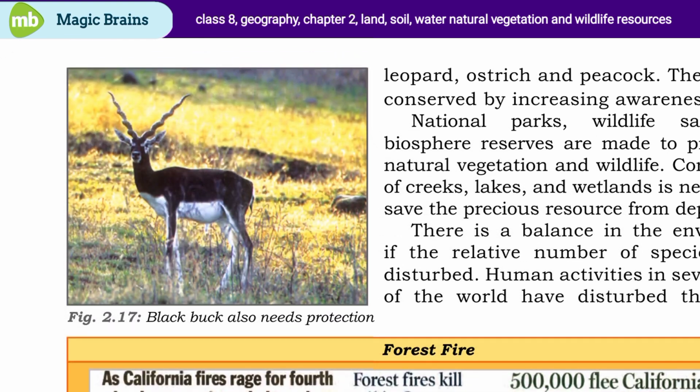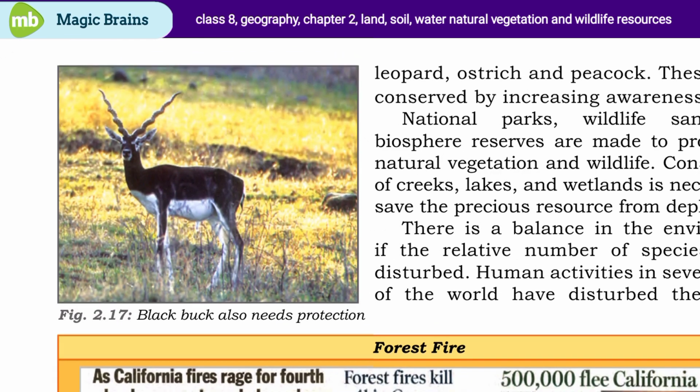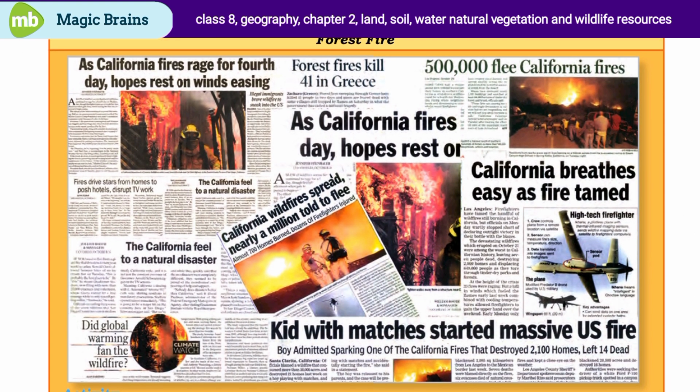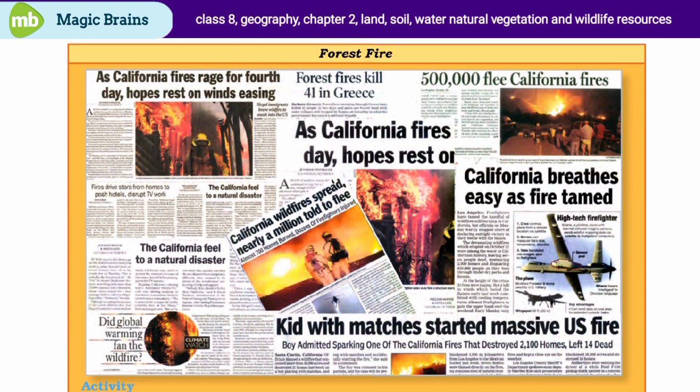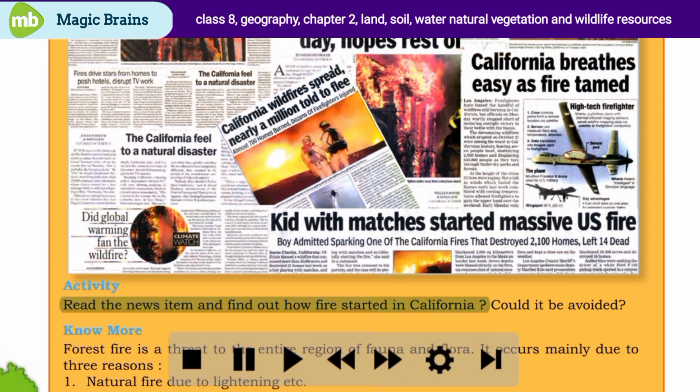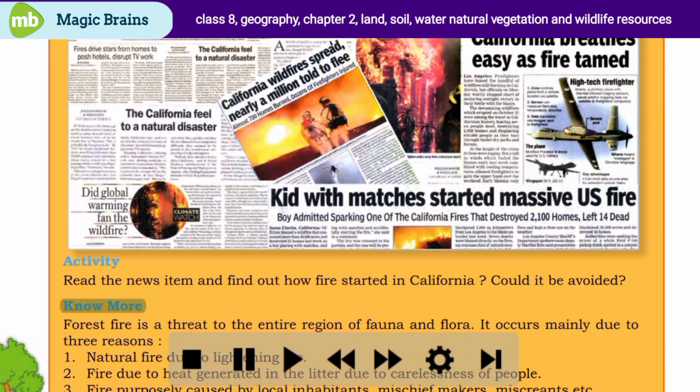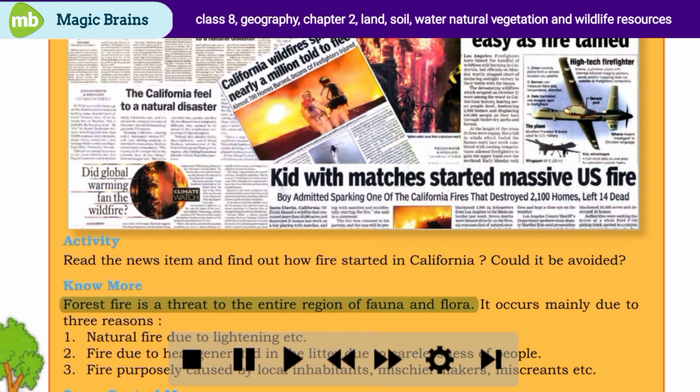On the top left side, there is figure 2.17. The figure shows a black buck, which is entitled "Black Buck Also Needs Protection." There is an activity given which consists of one image. In this image, there are several forest fire paper cuttings. And it reads, Activity. Read the news item and find out how fire started in California. Could it be avoided?